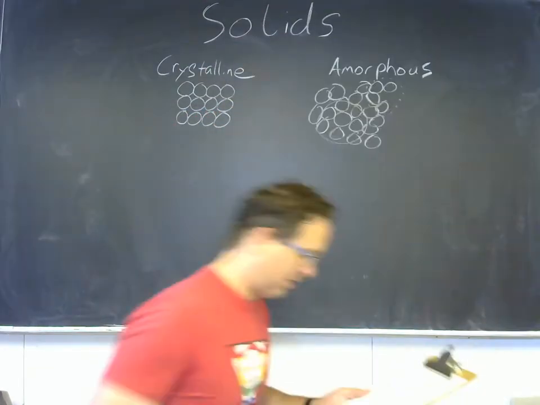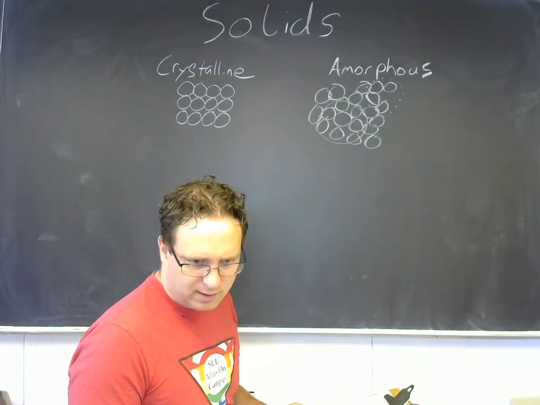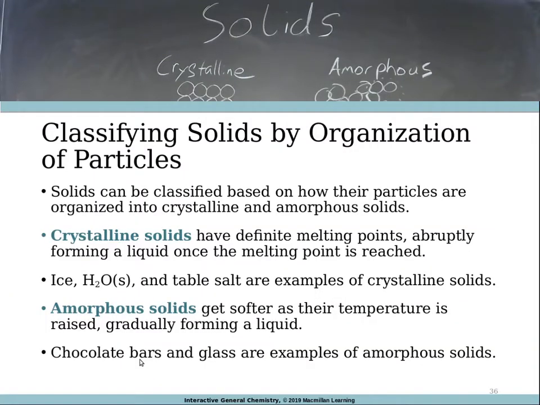Okay, so let me turn on our slideshow here. And just to reiterate, crystalline solids have a definite melting point. Something like ice or table salt are examples of crystalline solids. And then amorphous solids get softer as the temperature is raised, and eventually they will form a true proper liquid. Chocolate and glass are good examples of amorphous solids.